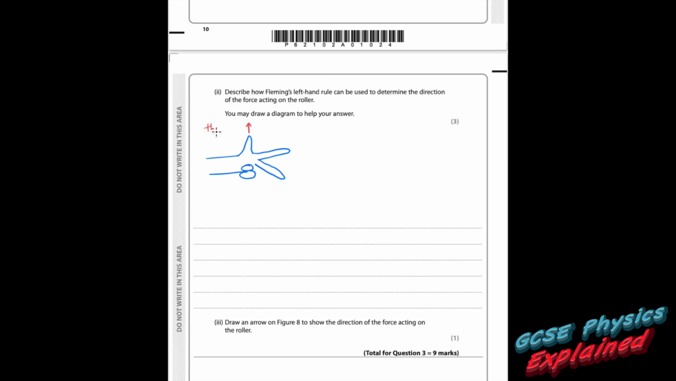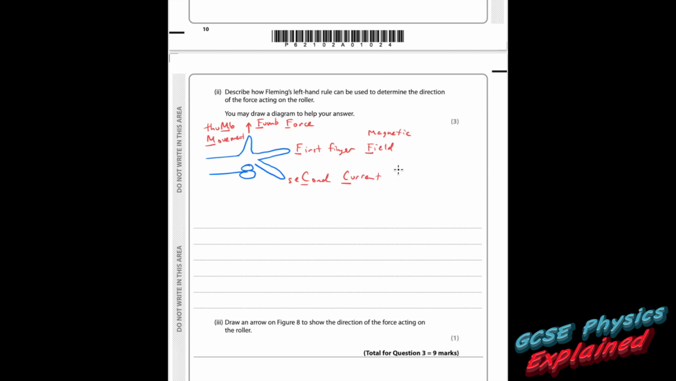Right, the thumb represents the movement, or some people like to say the thumb represents the force. Right, same thing, it's the force that creates the movement. Right, your first finger shows you the magnetic field, and your second finger shows you the direction of the current.